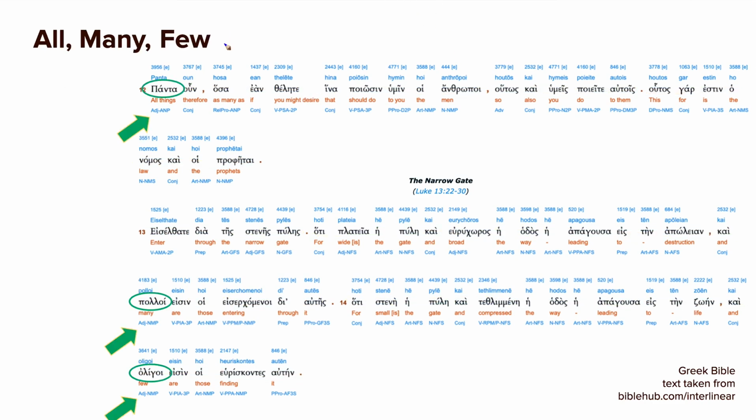All right, the last thing I want to talk about is the use of πᾶσα, the use of πόλυς, and the use of ολίγος in these verses, though I really don't want you to miss out on this being the golden rule here. So let's just go ahead and look at this.